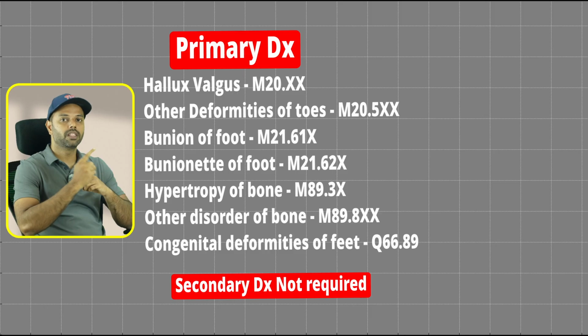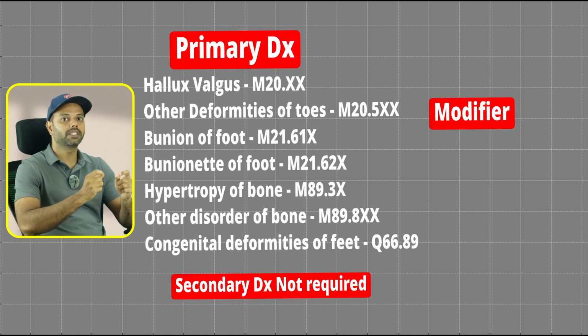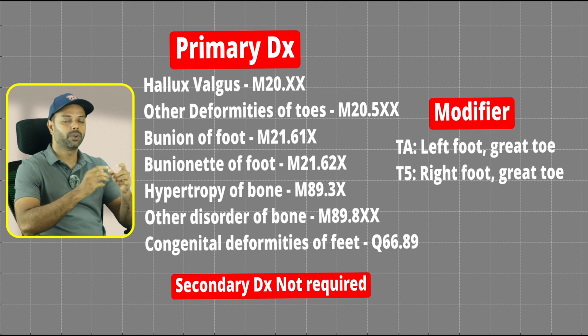Let's see what are all the primary diagnoses that you can use for hallux valgus correction with bunionectomy. These are all the list of primary diagnoses that you can bill for correction of hallux valgus with bunionectomy. Let's see what are the modifiers that you can use for correction of hallux valgus with bunionectomy. You have to use TA for the left foot great toe, T5 for the right foot great toe.